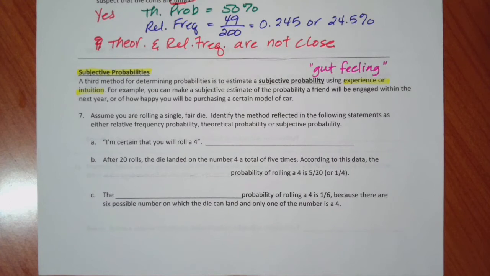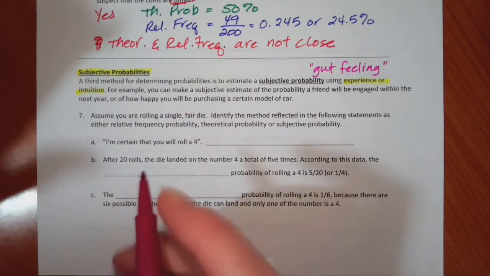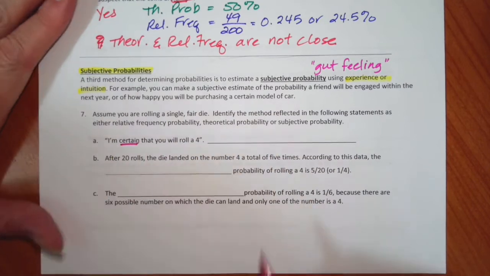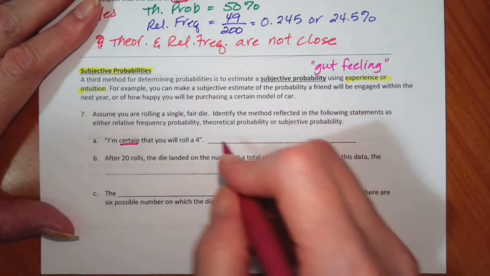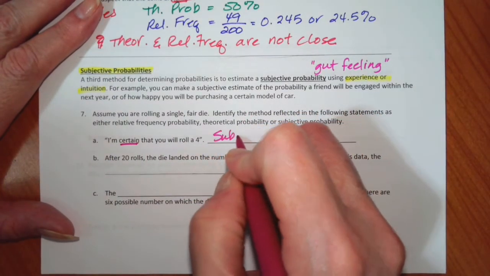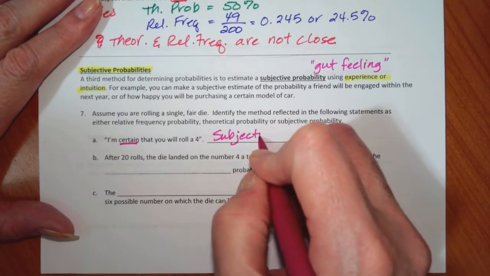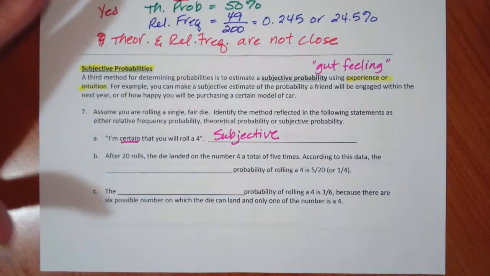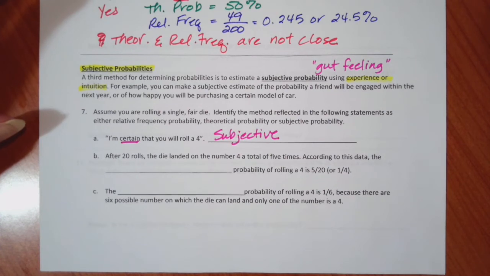So let's assume that you're rolling a single die, and we're going to identify the method. I am certain that you will roll a 4. I am certain. This becomes a subjective. There's no data to support it. The theoretical probability does not match. After 20 rolls, the die lands on the number 4 a total of 5 times.